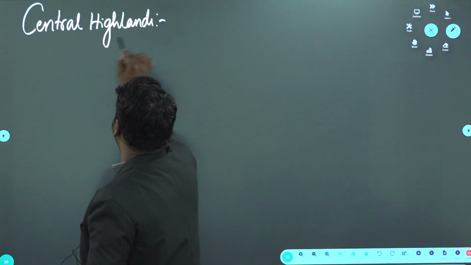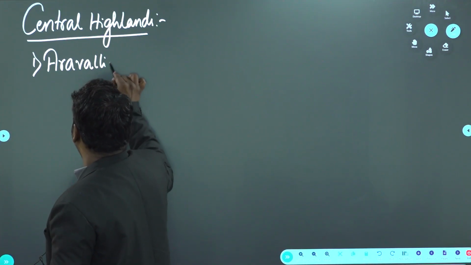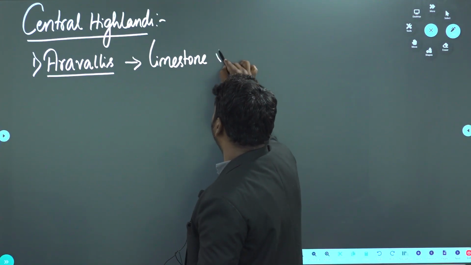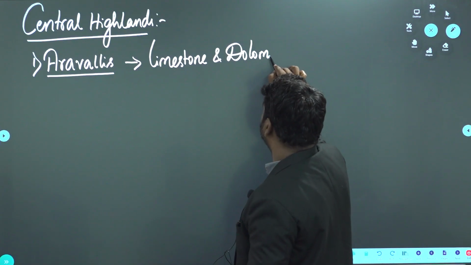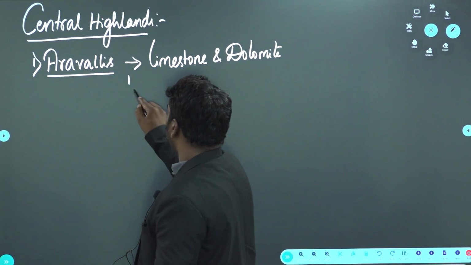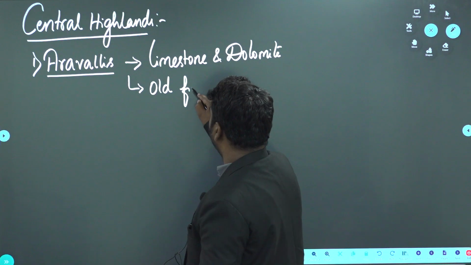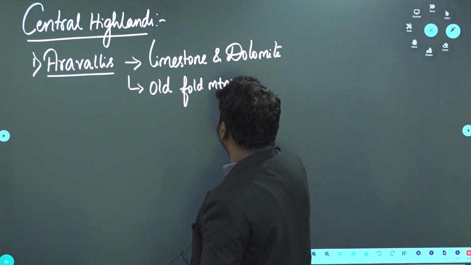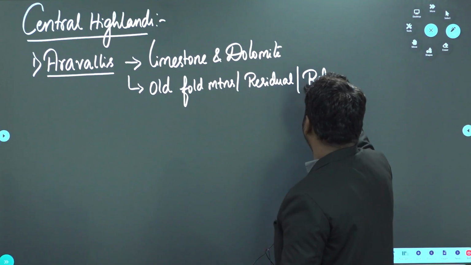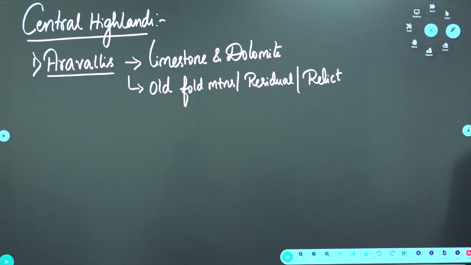Central Highlands. In this only, Aravallis will come. Aravallis is made up of sedimentary rocks like limestone and dolomite. It is old fold mountains, residual mountains, relict mountains, remaining mountains. Fine.